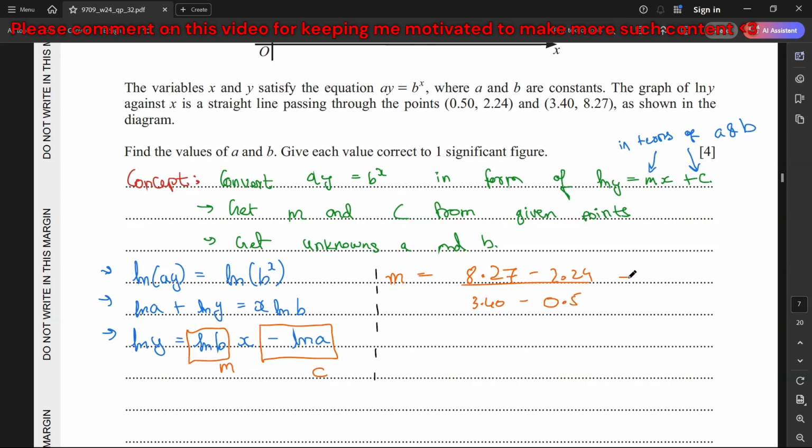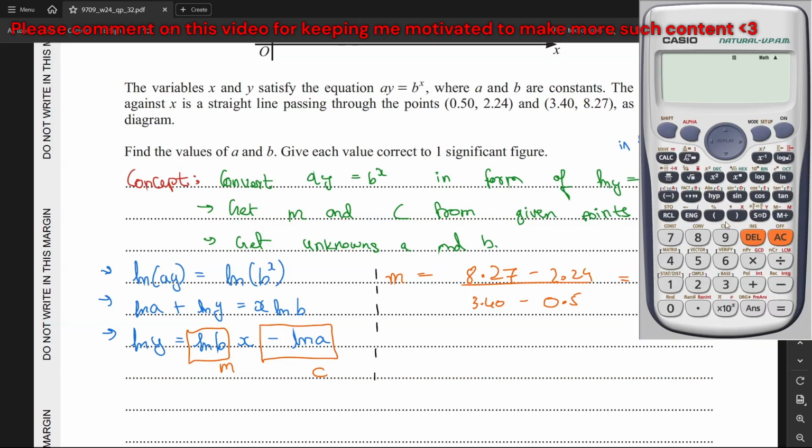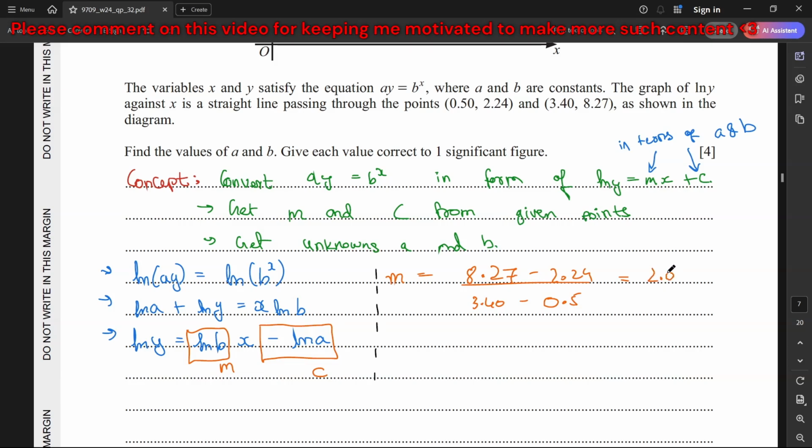So let's see what it is going to give me as the final answer for the gradient. If I take out my calc, where is my calc? Yeah, there it is. So division of 8.27 minus 2.24 over 3.4 minus 0.5 gives me 2.07931 dot dot dot. Now that I have the value of the gradient, I can simply equate it to ln b to find the value of b correct to one significant figure.